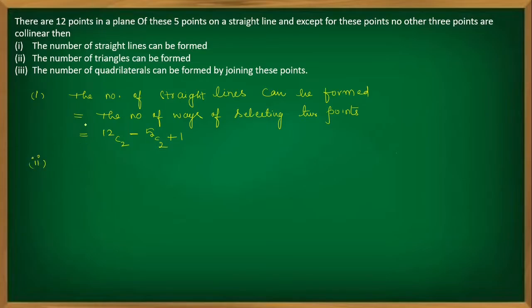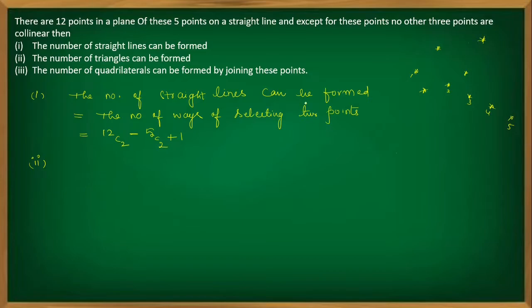Now see the second question: how many triangles can be formed using these 12 points? Let's say you have 12 points somewhere here like this, among which 5 points are collinear, these 5 points, 1, 2, 3, 4, 5.